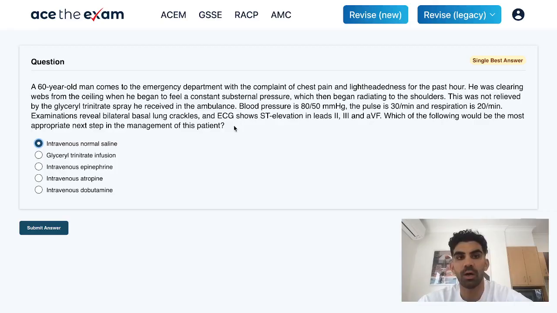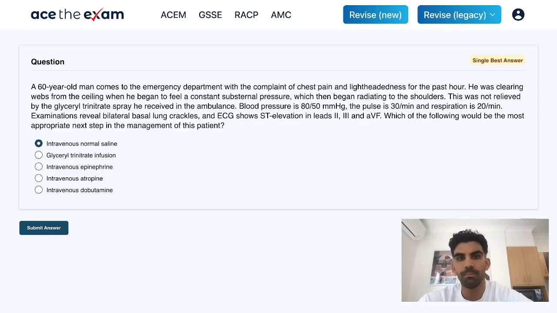We have a 60-year-old guy who comes into the emergency department with a complaint of chest pain and lightheadedness. He basically had some angina and then it began radiating to the shoulders. It was not relieved with GTN spray. He's hypotensive, he's bradycardic, and his respiratory rate is 20. He has bilateral basal lung crackles, and his ECG shows ST elevations in leads 2, 3 and aVF. So what's the most appropriate next step in management of this patient?